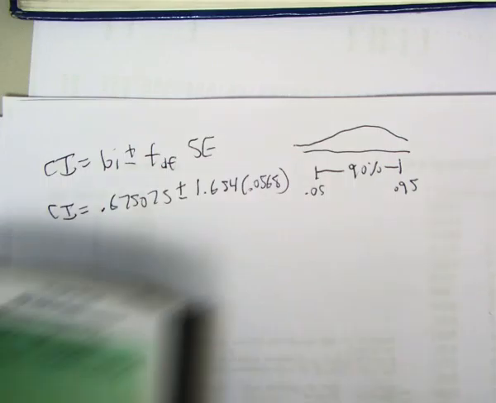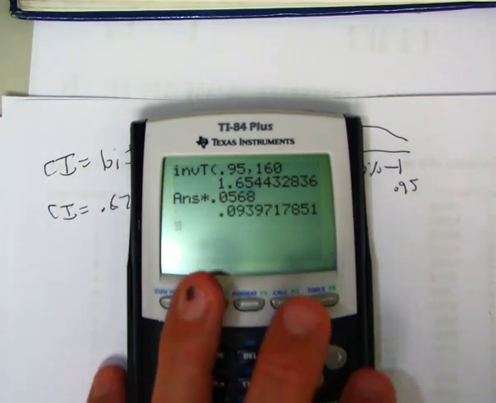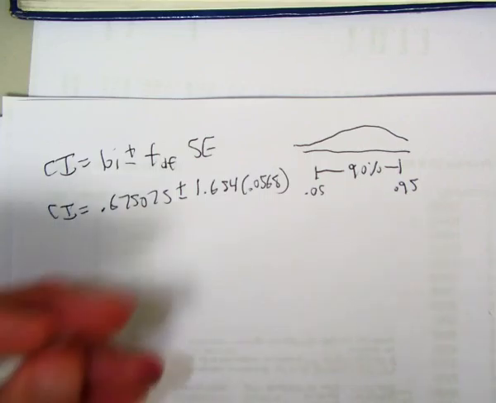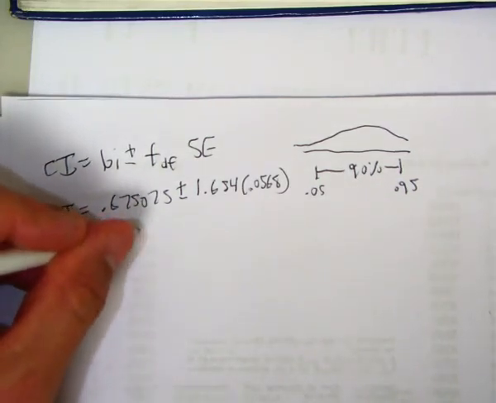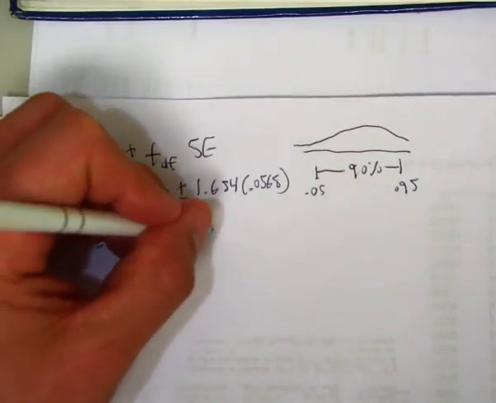So I'm going to figure out my margin of error right away. I'm going to multiply that times 0.0568. So that gives us our margin of error. It's 0.094. So we've got 0.675075 plus or minus 0.094.